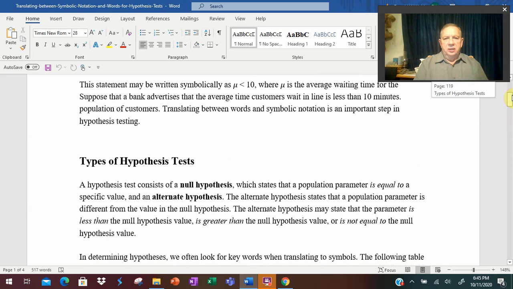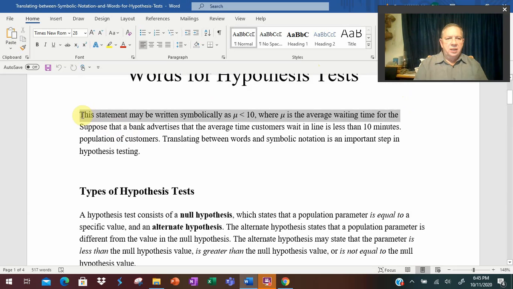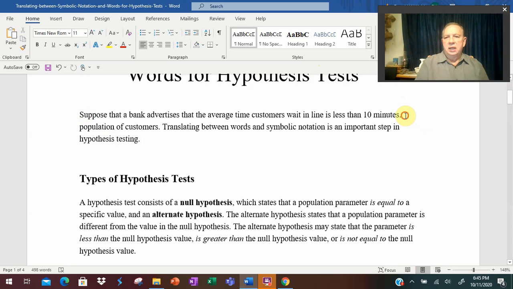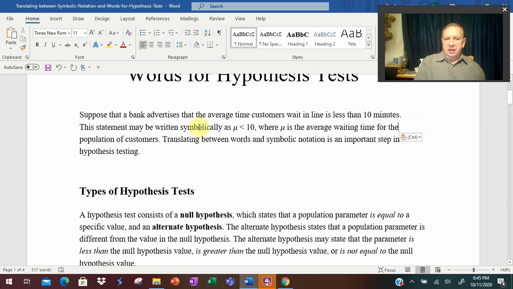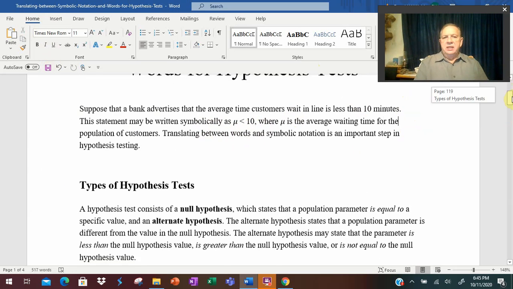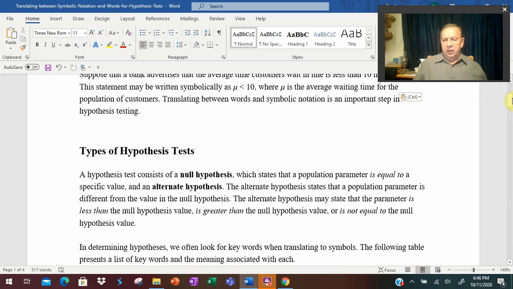But let's just go. So we're taking a statement: a bank advertises that the average time customers wait in line is less than 10 minutes. Let me fix this for us real quick, so that at least we'll have it here. It's saying that they make a claim, and I want to write this symbolically as the mean is less than 10. Okay. So basically we want to have a type of hypothesis test. There's actually a couple of different versions of it, but it all starts with taking a statement or a claim about a population parameter.